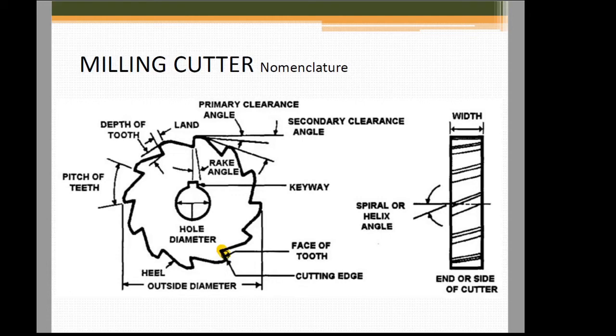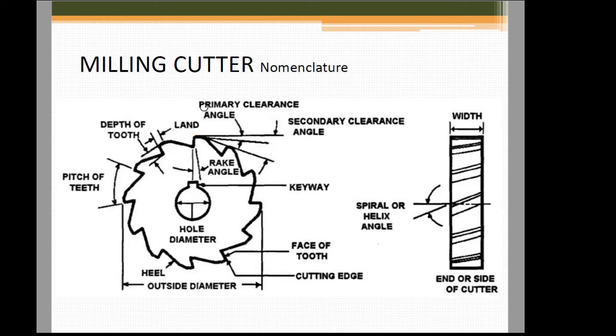The face of the tooth has a particular inclination. So we can define the rake angle as the inclination of the face of the tool with a line which is passing through the center of the mill cutter. The rake angle determines the sharpness of the cutting edge of the tool, as well as provides a passage for the chips which are formed during the cutting operation.